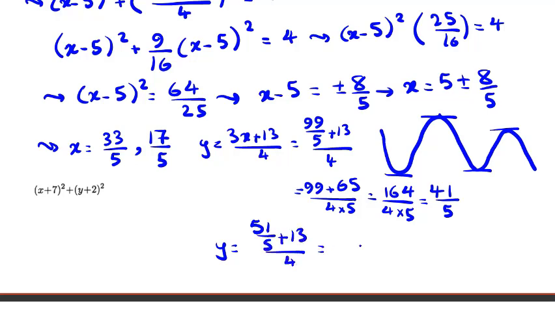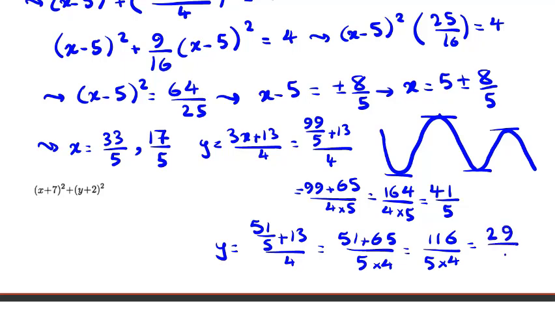Which will be (51 plus 65) over (5 times 4), so it will be 116 over 20, which is 29 over 5. So we have two answers.